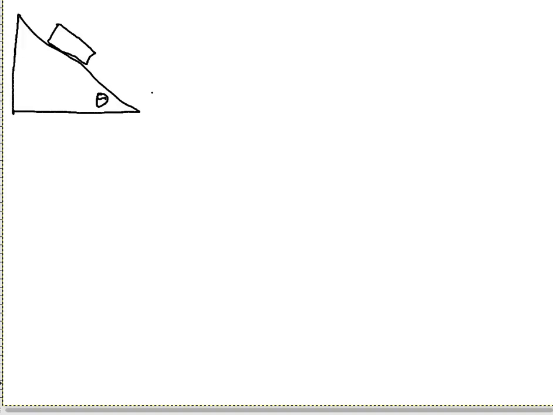We have this box that's going to slide down this incline, and we're supposed to find the acceleration. They give you the angle theta, and they give you mu sub k. So the first thing we're going to do is draw a free body diagram.